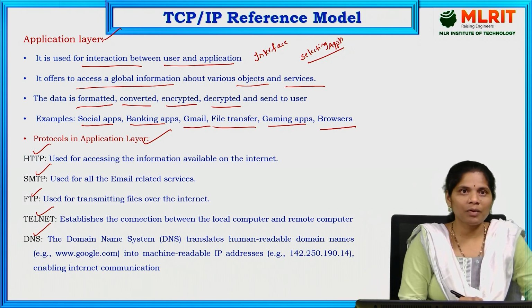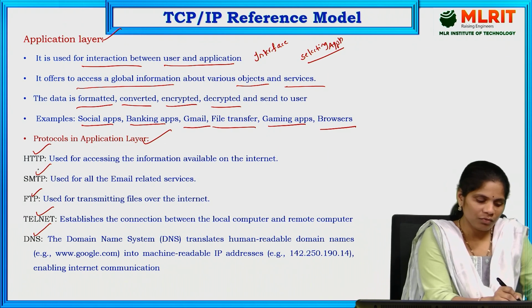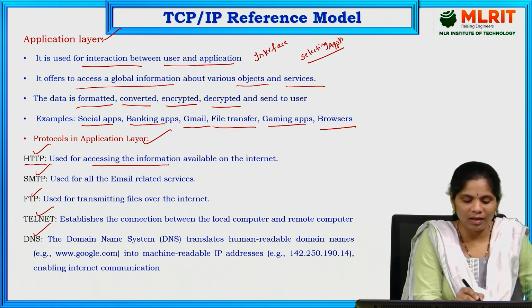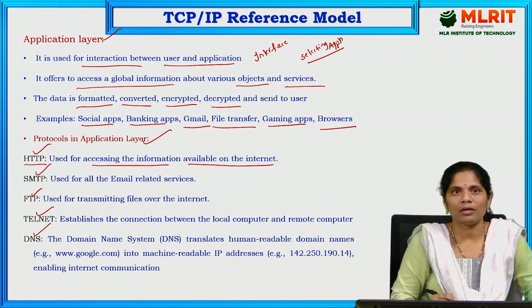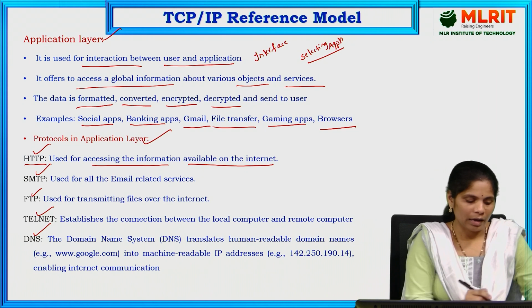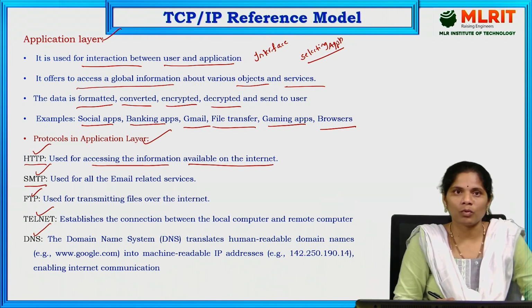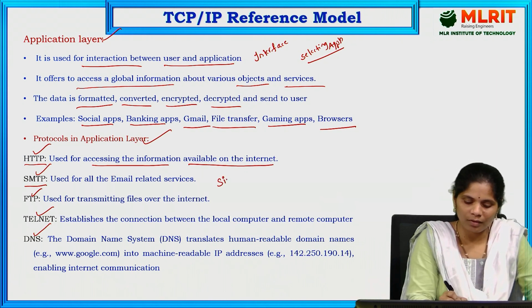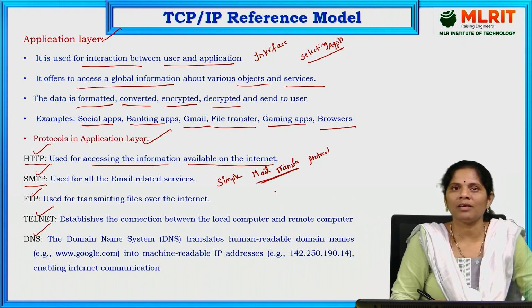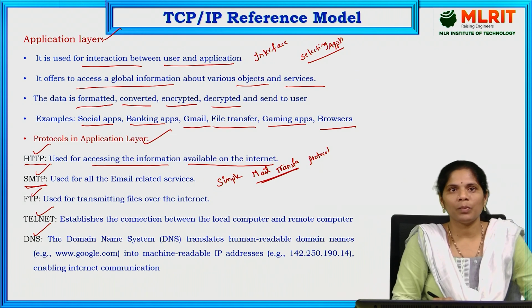What is the main aim of each and every protocol? We will see now. First, what is HTTP? HTTP is mainly for accessing the information available on the internet. For that purpose, we use the Hypertext Transfer Protocol. And the next one is the Simple Mail Transfer Protocol. SMTP is for transferring mail between the sender and the receiver. For that we use the Simple Mail Transfer Protocol.